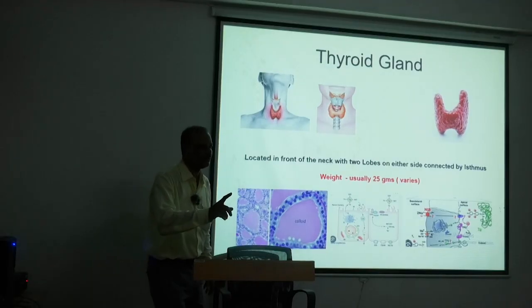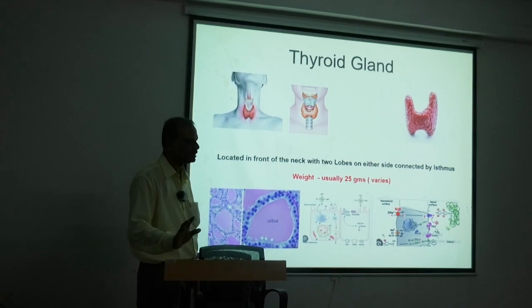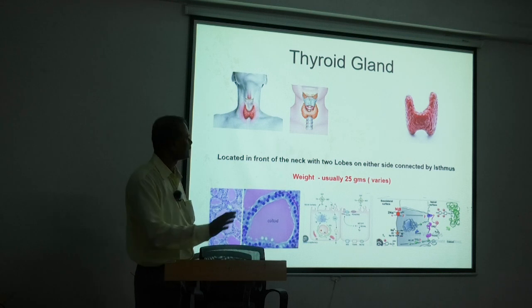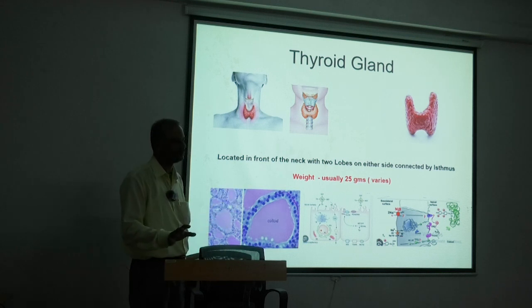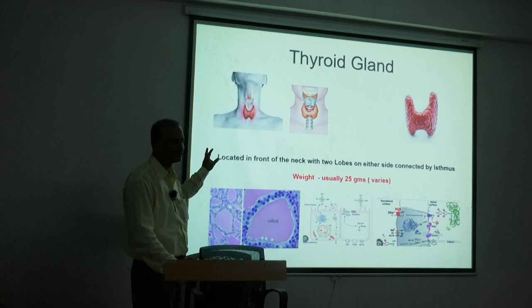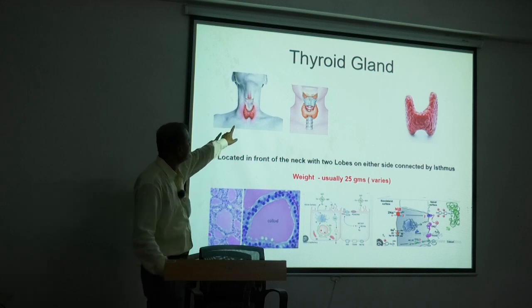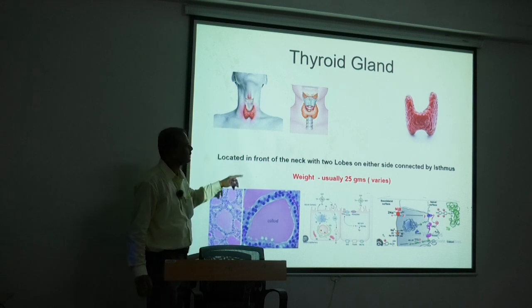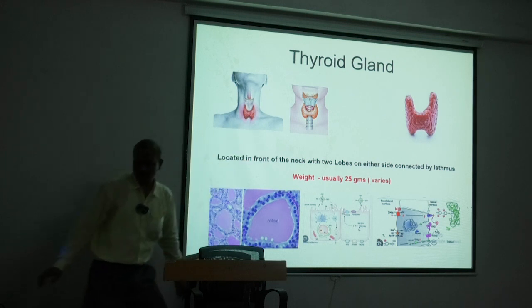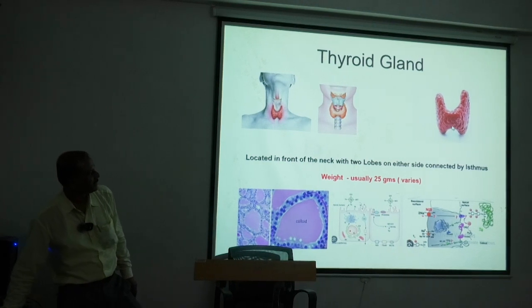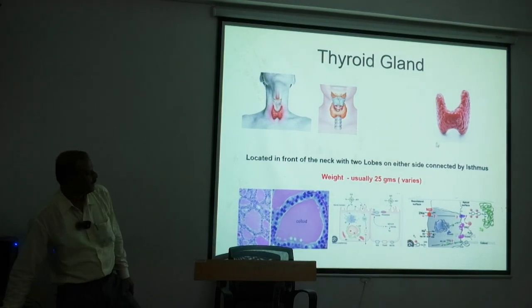I think you have not covered the thyroid gland in anatomy, isn't it? In the last two batches, I found that. So, from your class 12 knowledge, you will be able to know the thyroid gland. At least you have some idea about it. It is located in front of the neck. It has two lobes connected by an isthmus. And its average weight is about 25 grams, but it varies widely from person to person.